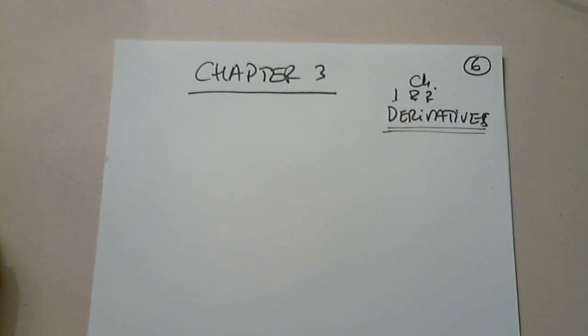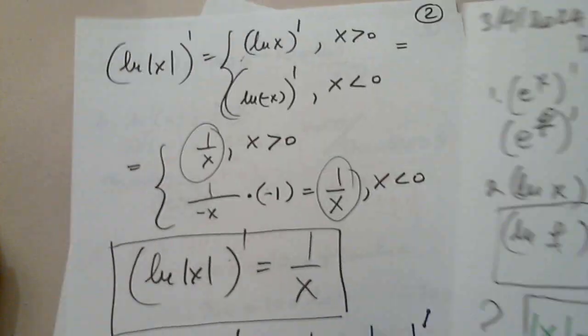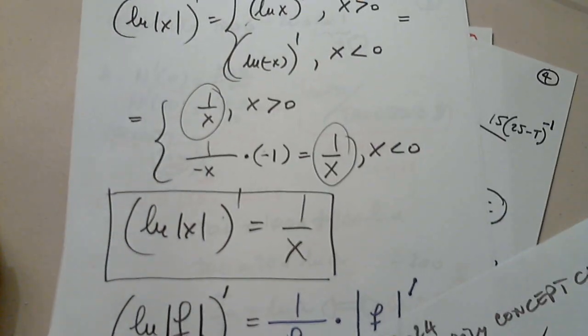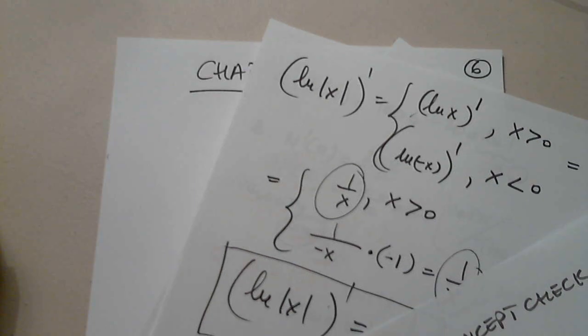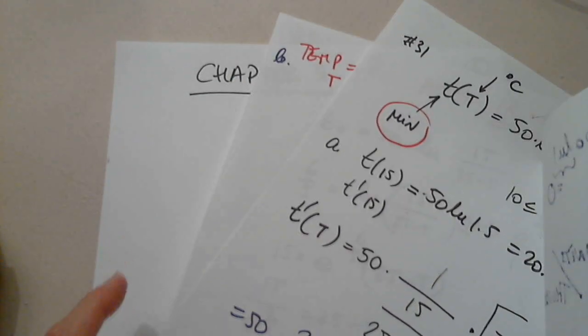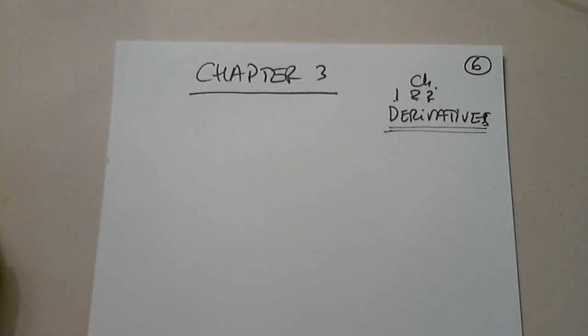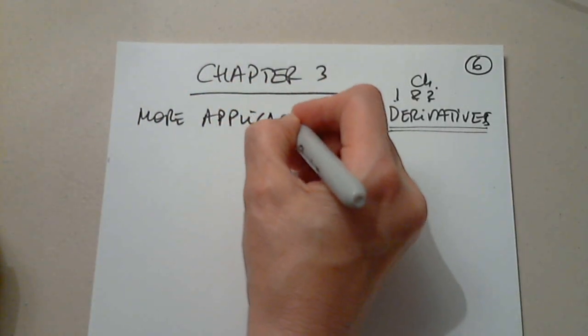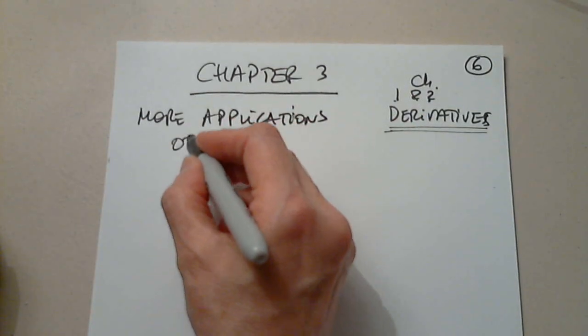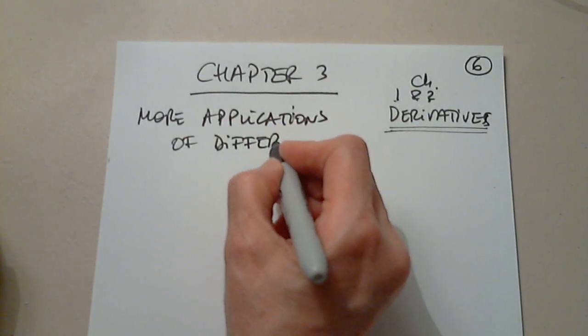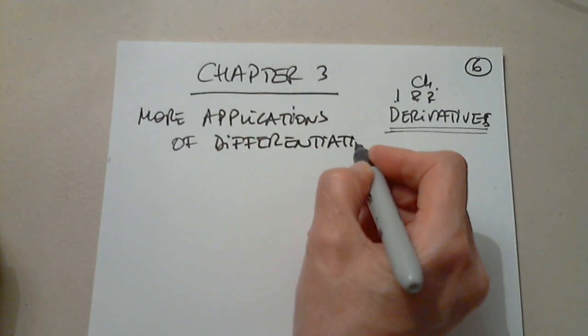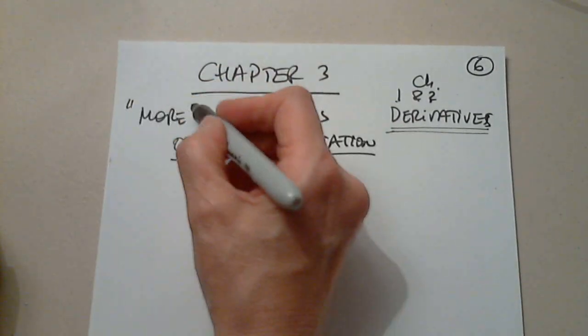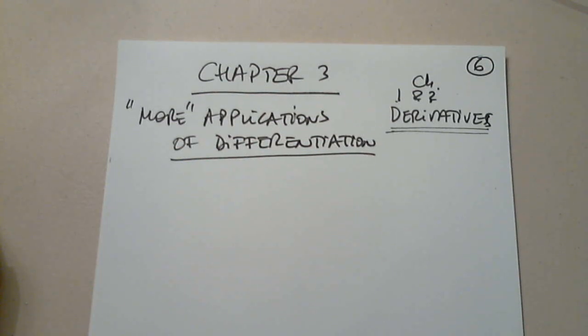Now you can say, but wait a minute. What was this? Wasn't this an application of derivatives? Yes. What was that? Wasn't that an application of derivatives? Yes. So if you don't like the title, we're going to add to it more applications of differentiation. So we are adding the word more, just because.